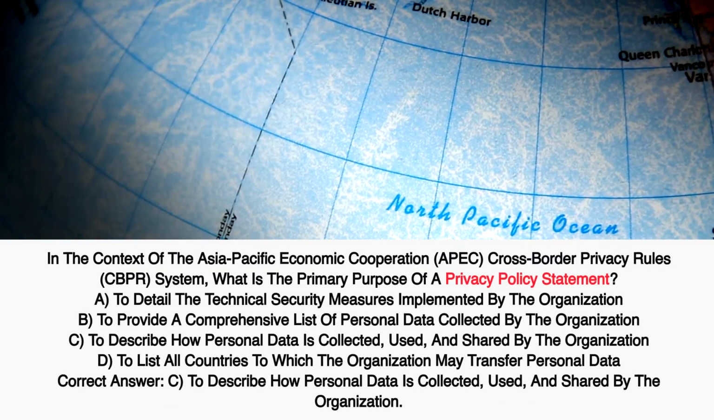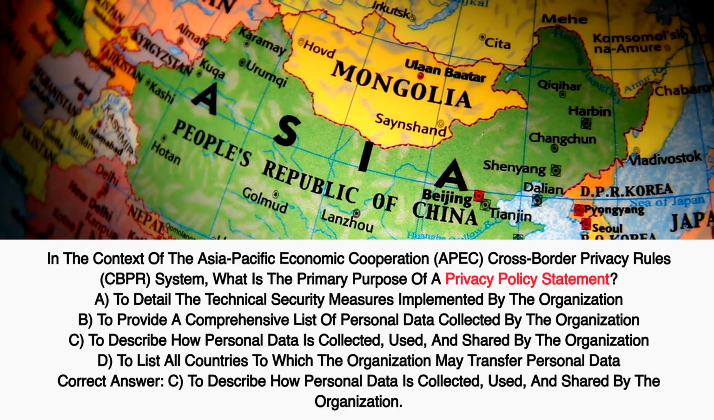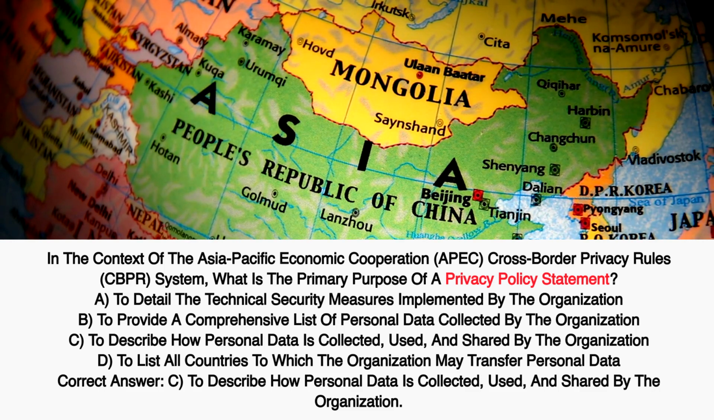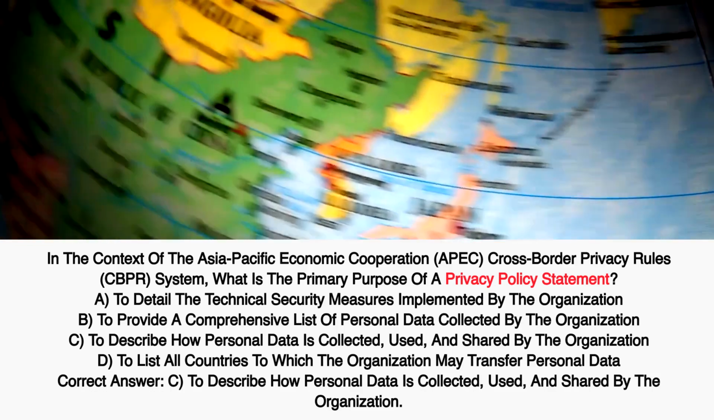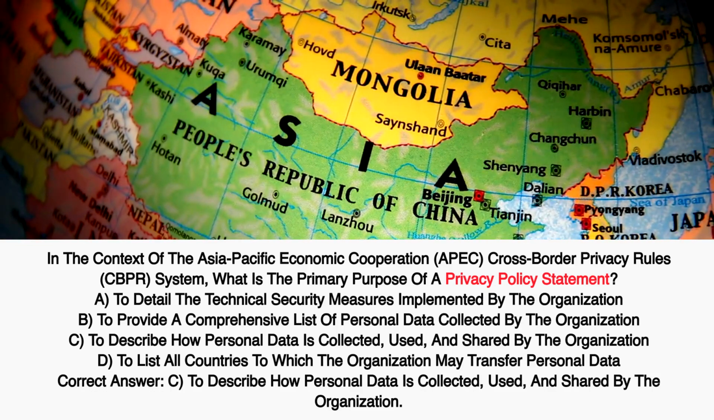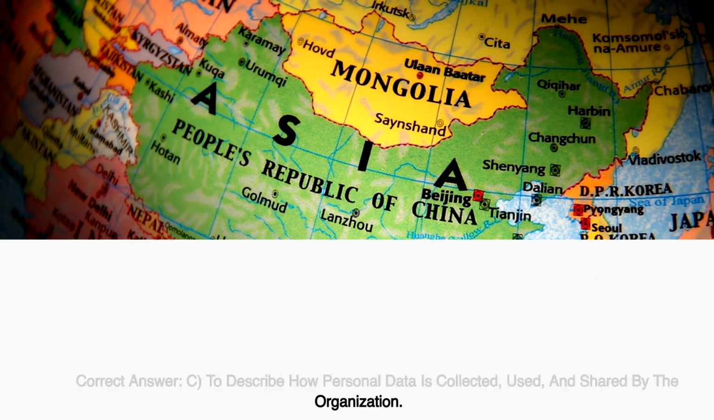In the context of the Asia-Pacific Economic Cooperation, APEC, Cross-Border Privacy Rules, CBPR, system, what is the primary purpose of a privacy policy statement? A. To detail the technical security measures implemented by the organization. B. To provide a comprehensive list of personal data collected by the organization. C. To describe how personal data is collected, used, and shared by the organization. D. To list all countries to which the organization may transfer personal data. Correct answer. C. To describe how personal data is collected, used, and shared by the organization.